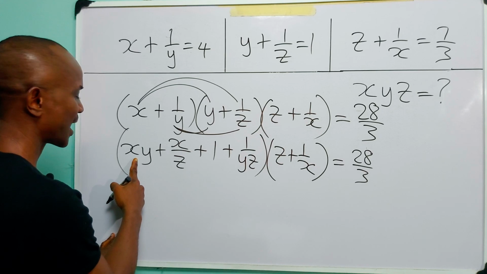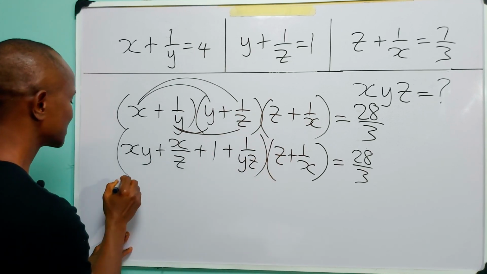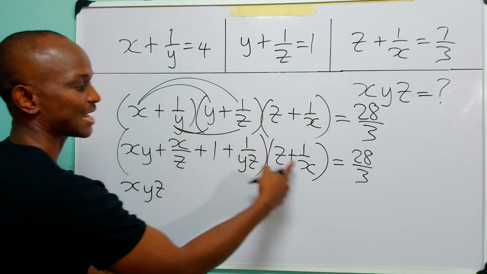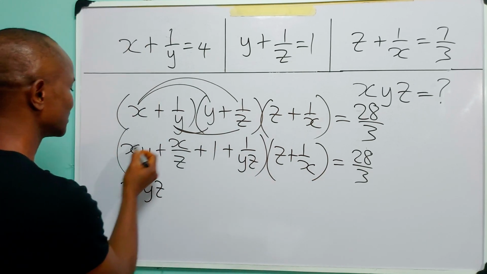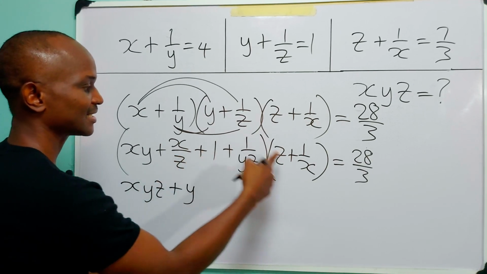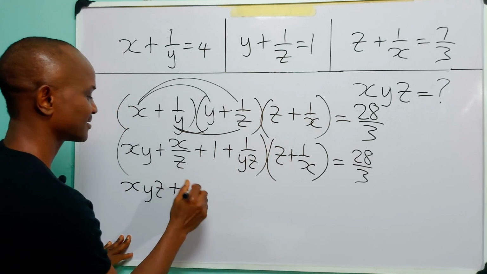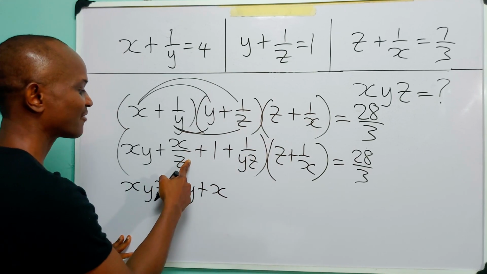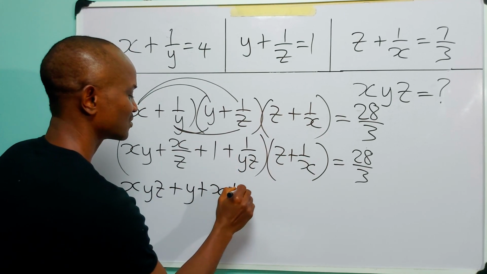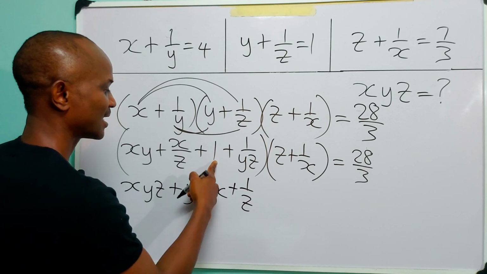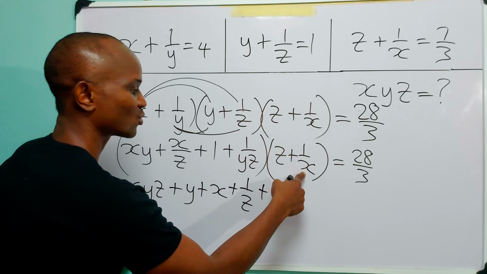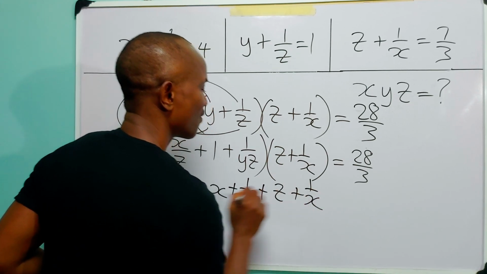Here we have xy times z, which is equal to xyz. Next, we have xy times 1 over x. The x will cancel to leave us with y. Next, we have x over z times z. The z will cancel to leave us with x. We have x over z times 1 over x. The x will cancel to leave us with 1 over z. Next, we have 1 times z, and this is equal to z. We have 1 times 1 over x, and this is equal to 1 over x.